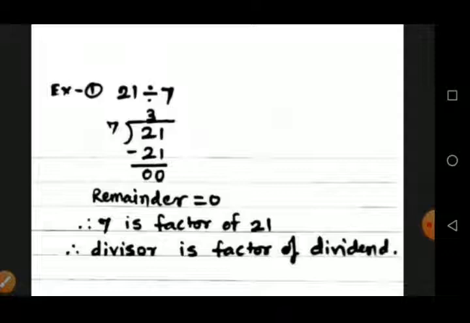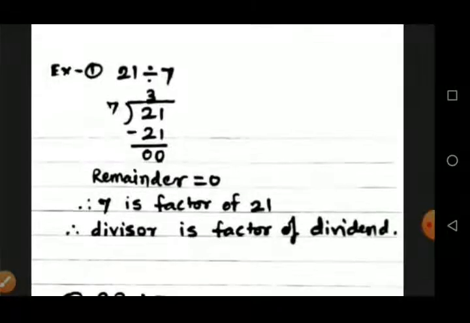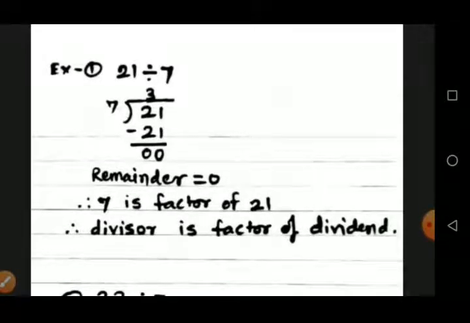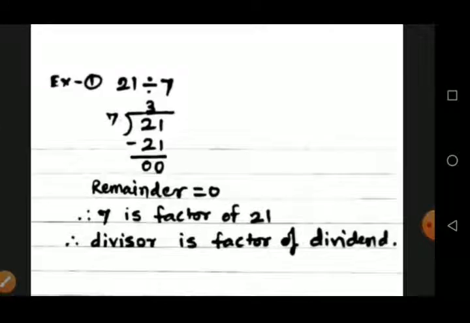Now do this division vertically. 7 threes are 21. 21 minus 21 means 0. Remainder is 0. Remainder is 0, so 7 is a factor of 21.